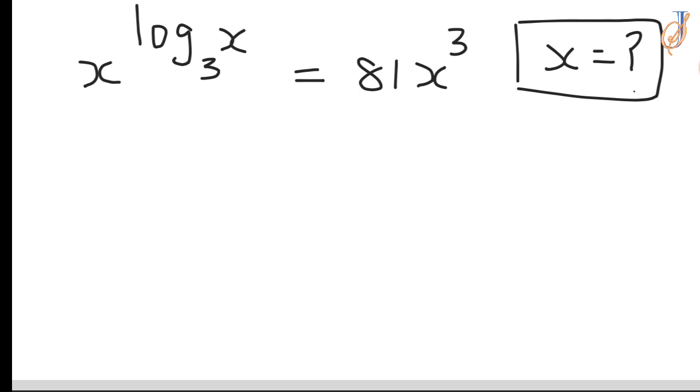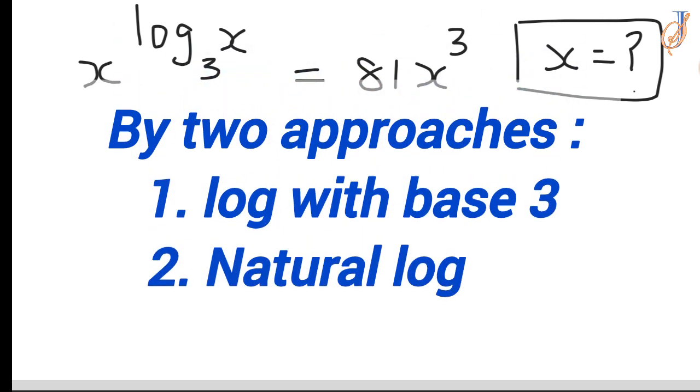In this video, we'll tackle the equation by two approaches to find the solution. Let's start with the equation. Take a log on both sides with the base 3.